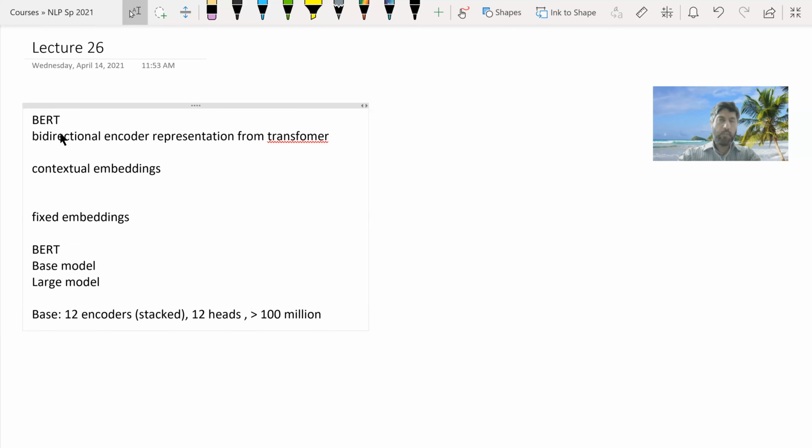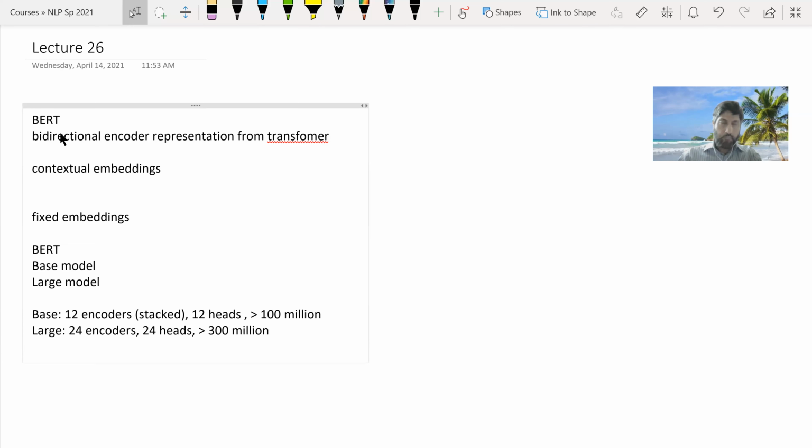So lots of parameters. So this was their base model. The large model has double this capacity. So you have 24 encoders, and each encoder has 24 heads. And then the number of parameters in this model is over 300 million. So these are complex models, large models.